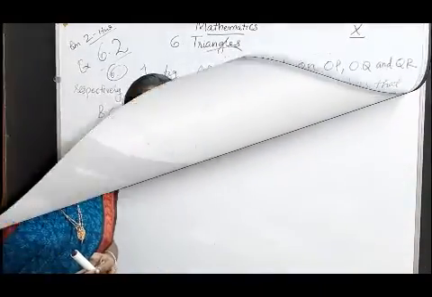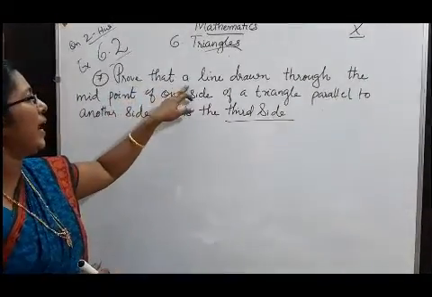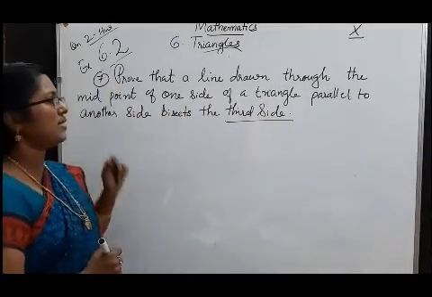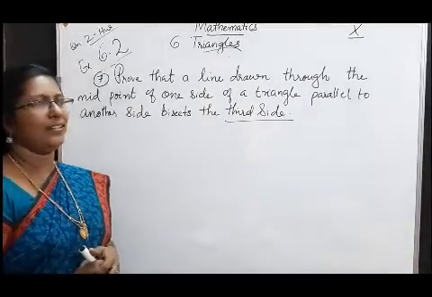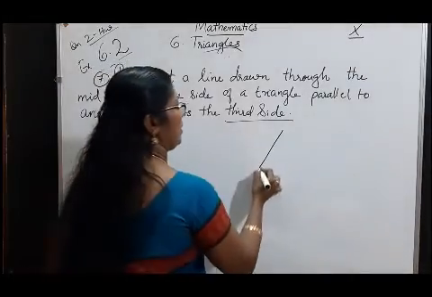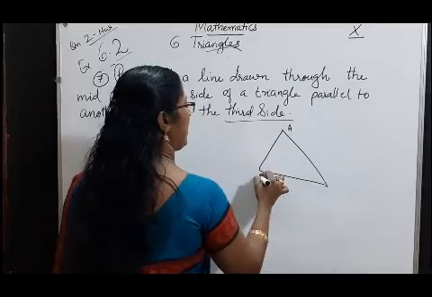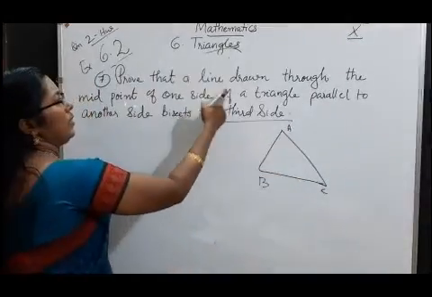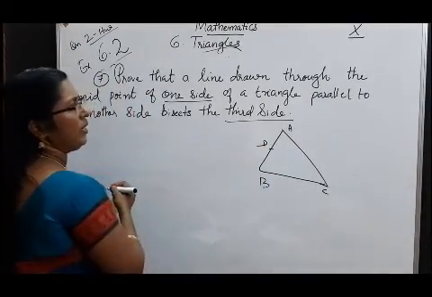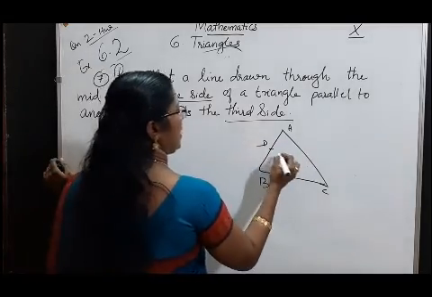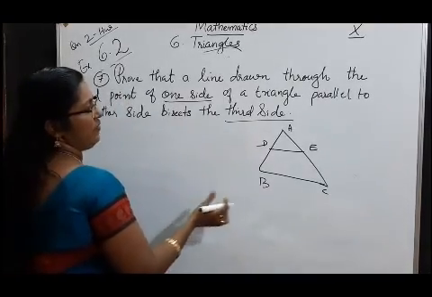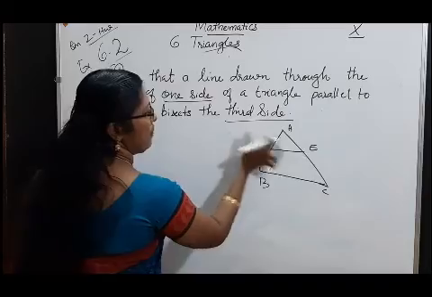Clear? Okay. Question number 7. Prove that a line drawn through the midpoint of one side of a triangle, parallel to another side, bisects the third side. This is triangle ABC. A line is drawn through the midpoint of one side of the triangle. Let us take D as the midpoint of AB. The line is parallel to another side, and bisects the third side. We want to prove AE equals EC.